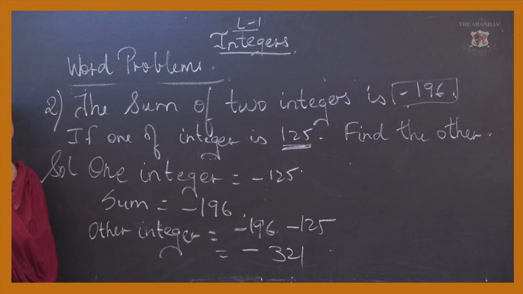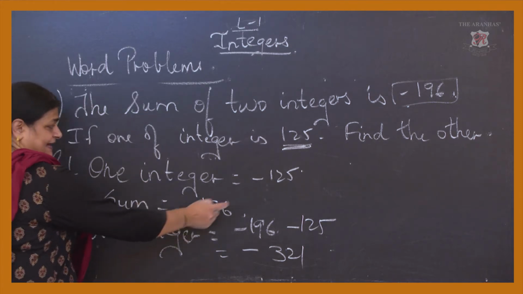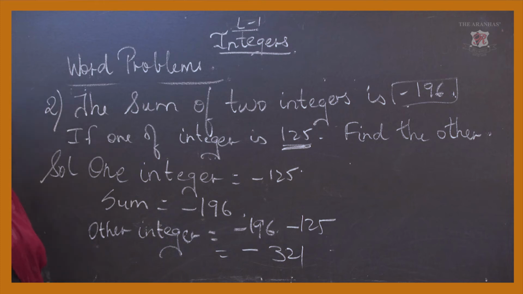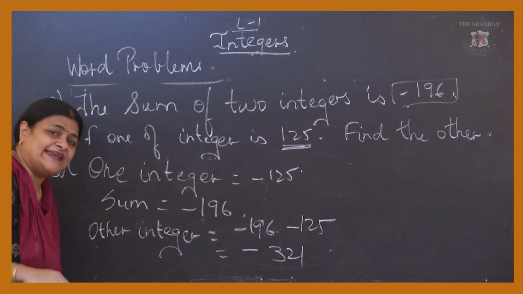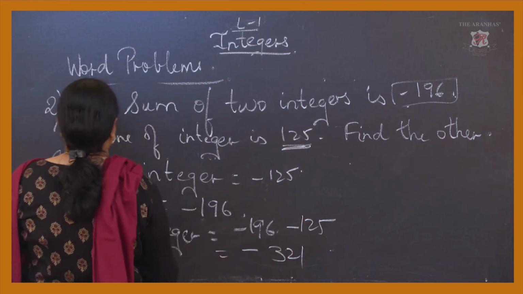The sum of the two integers they have given you is minus 196. One integer is minus 125. You have to find the other. So the other integer will be minus 196 minus 125, which will give you minus 321. So the other integer will be minus 321. Okay.